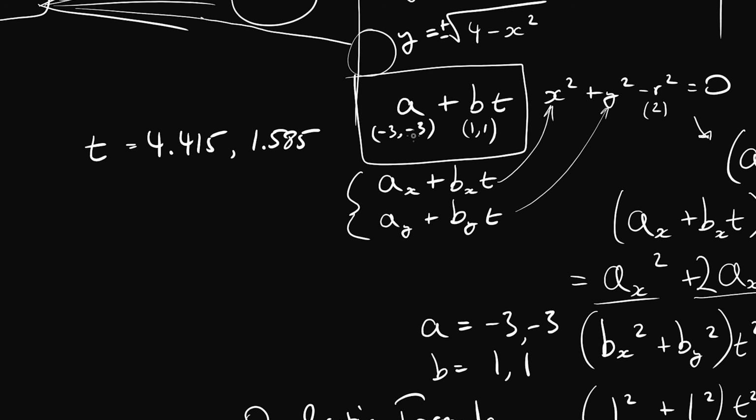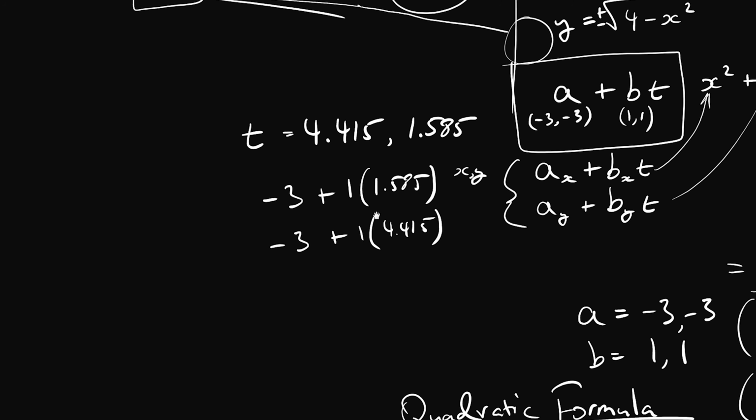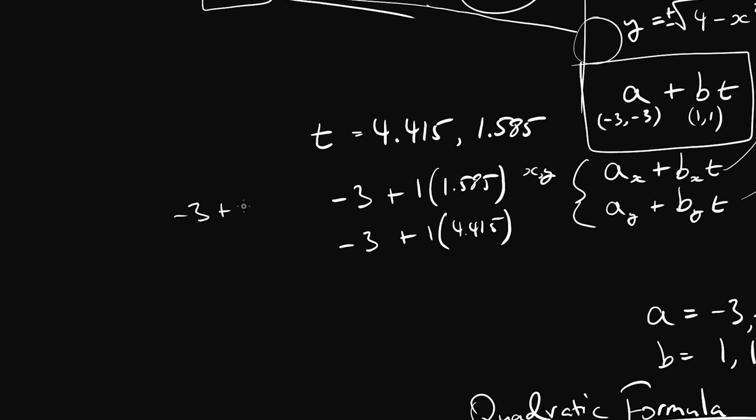So ax we know is minus 3. Well, actually, they're going to be the same, right? So ax and ay are the same, so we can just really do this once in this case. But minus 3 plus 1 times t, which is going to be either 1.585 for one of the intersection points, and this is going to be the same for both x and y since they are identical. And then minus 3 plus 1 times 4.415 for that other point. So really it's just going to be minus 3 plus 1.585 and minus 3 plus 4.415.